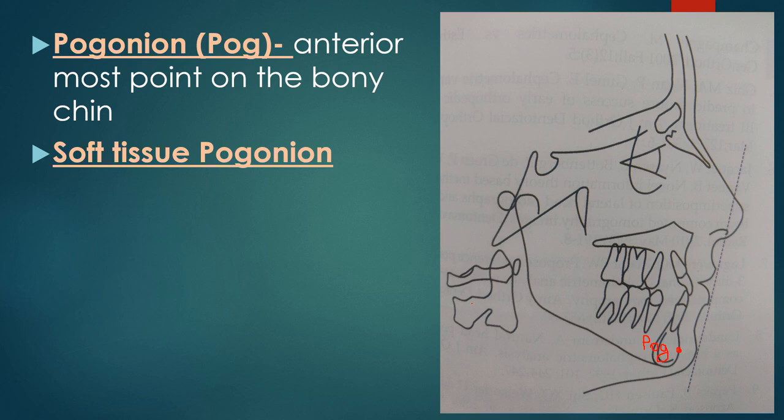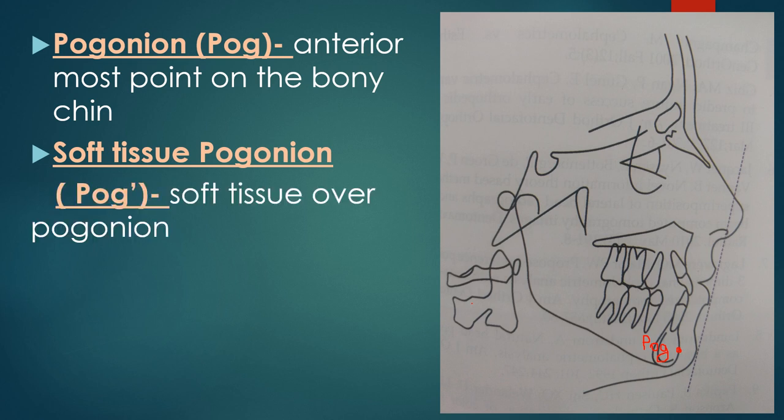Soft tissue pogonion. Soft tissue pogonion is a soft tissue landmark and is represented as POG dash, and it is soft tissue over pogonion. And represented here, POG dash.